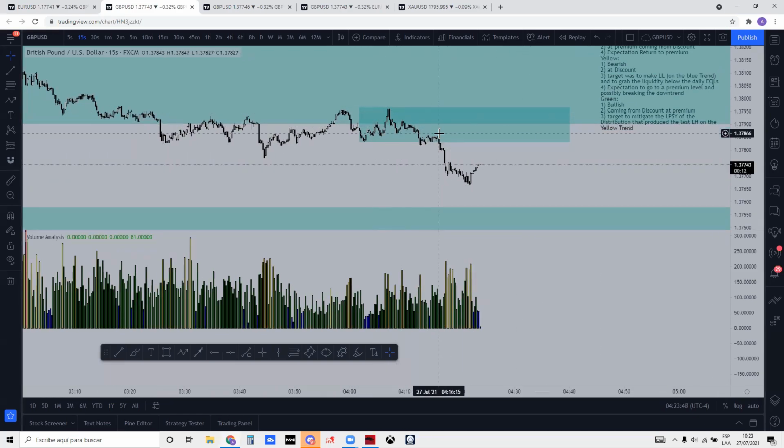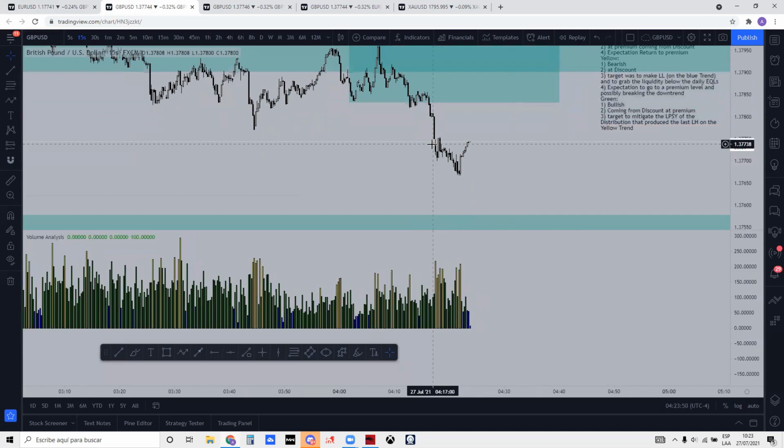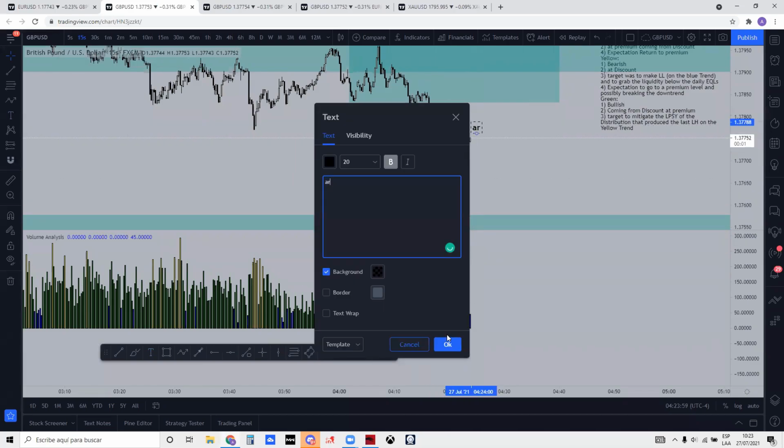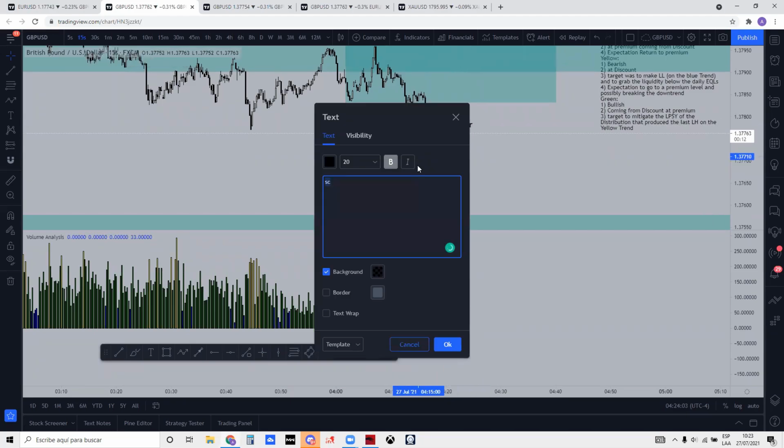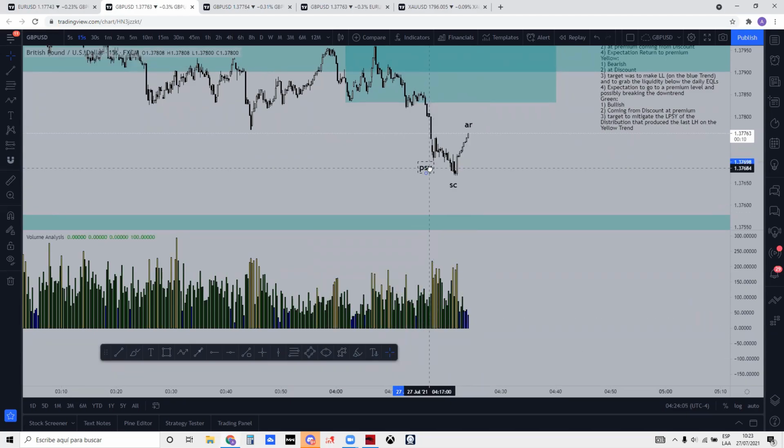After breaking this distribution, we can see we have high volume in these candles, price not moving, then we have a selling climax to automatic rally. Selling climax to automatic rally. There we go. Now this automatic rally is breaking the primary supply.